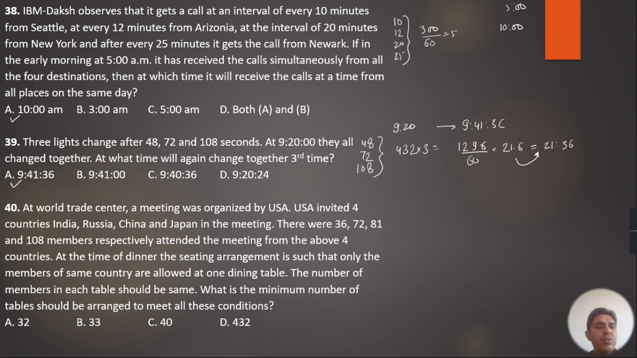There were 36, 72, 81 and 108 members respectively, so I can write it as 36, 72, 81 and 108 members respectively attended the meeting from the above four countries. At the time of dinner, the seating arrangement is such that only the members of the same countries are allowed at one dining table. The number of members in each table should be same. What is the minimum number of tables that should be arranged to meet all these countries?